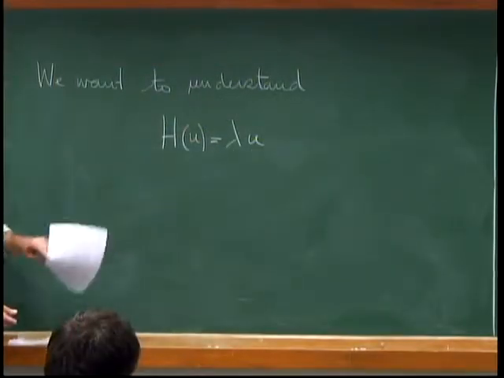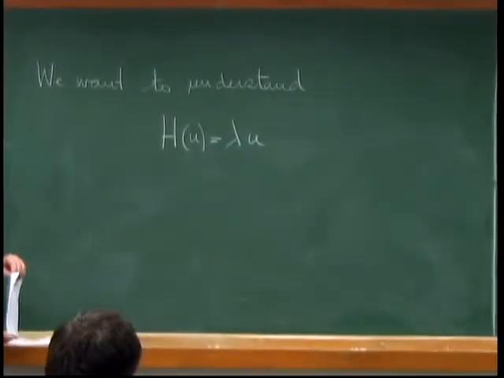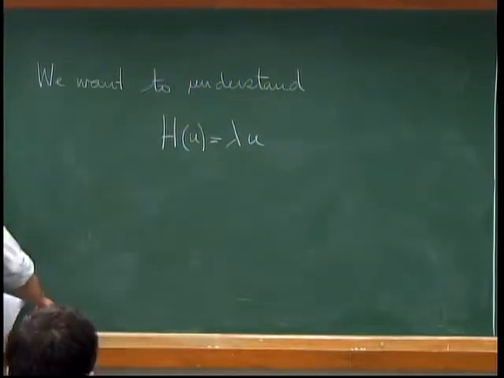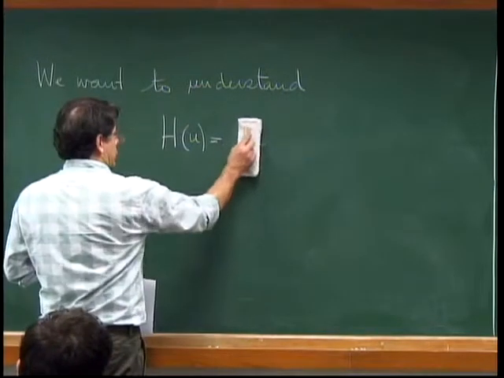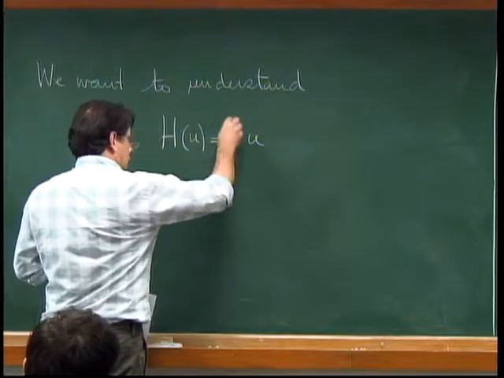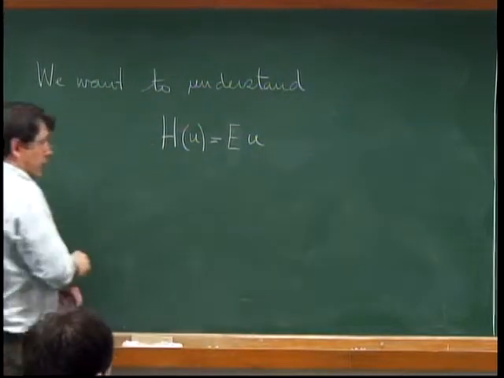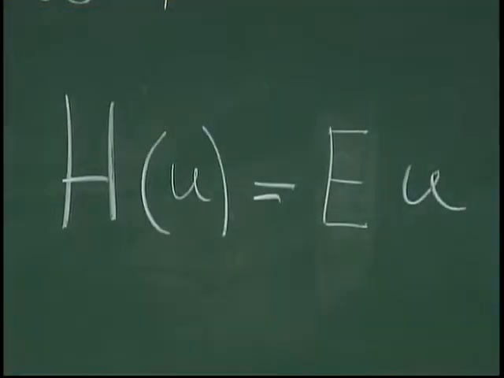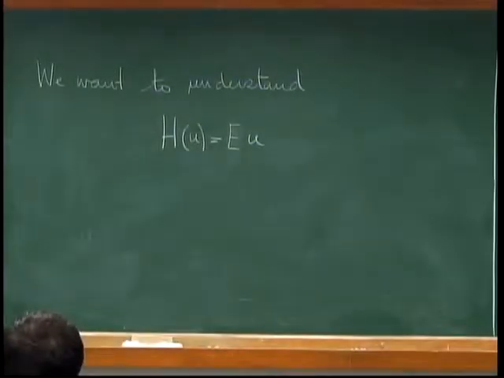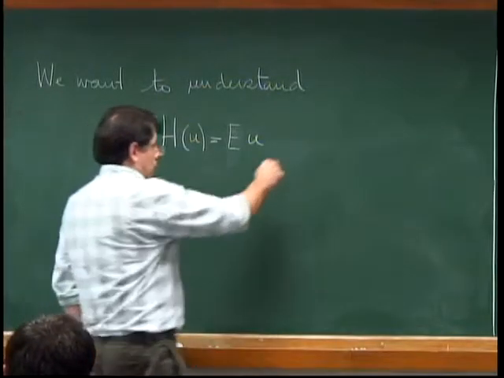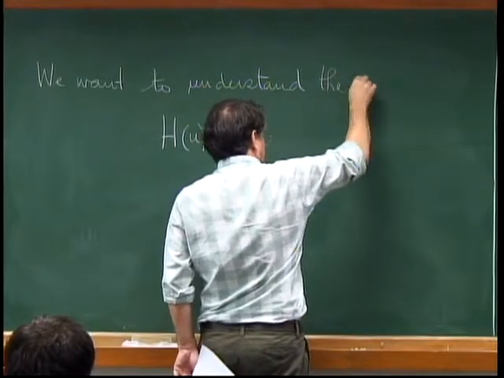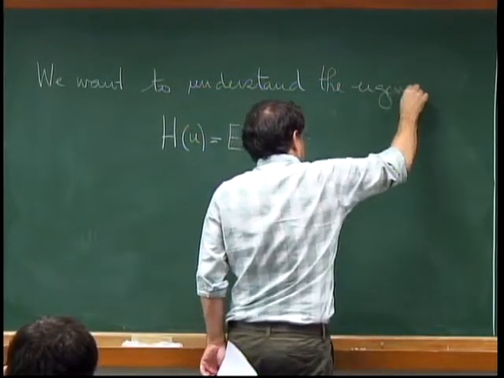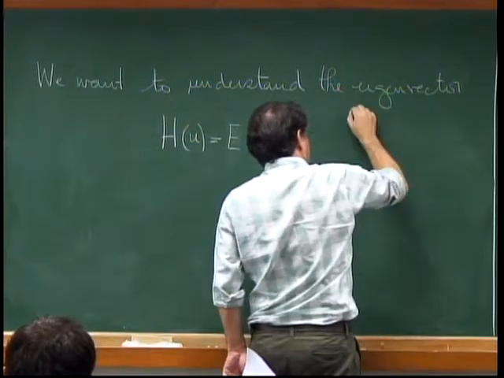Well, so this is just the usual eigenvalue equation, except that we have to respect traditions. And tradition is that in this context, the eigenvalue is denoted by E, because it's an energy. So we would like to understand this equation, the eigenvalue, eigenvector equation.